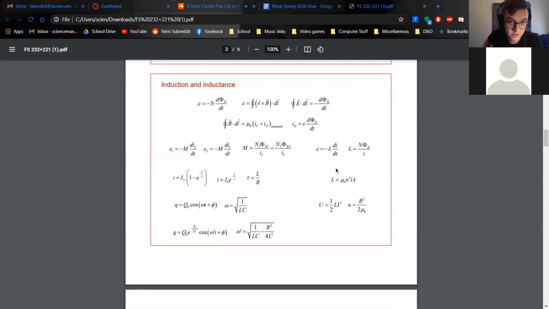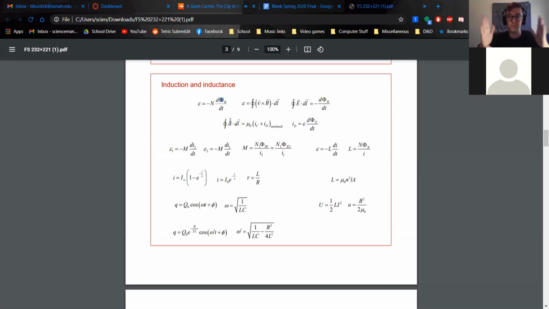Okay, we've got 4 minutes. I'm going to try to finish this up within that time. So I'm going to kind of breeze through induction and inductance because there's a lot of heavy calculus here. But the idea is, if you want the EMF induced, I'd say this is the most important equation right here. The EMF induced in a loop is given by the negative derivative of the magnetic flux through that loop.